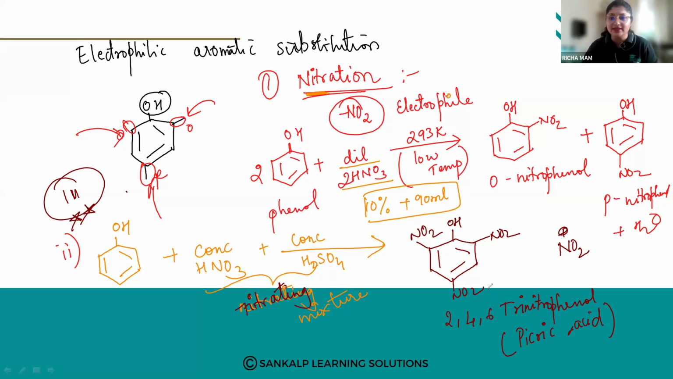So very important, please make this a point. Give the structure of picric acid, or the question can be, what is picric acid? You have to write the structure and state that 2,4,6-trinitrophenol is called picric acid. So this is about your nitration.